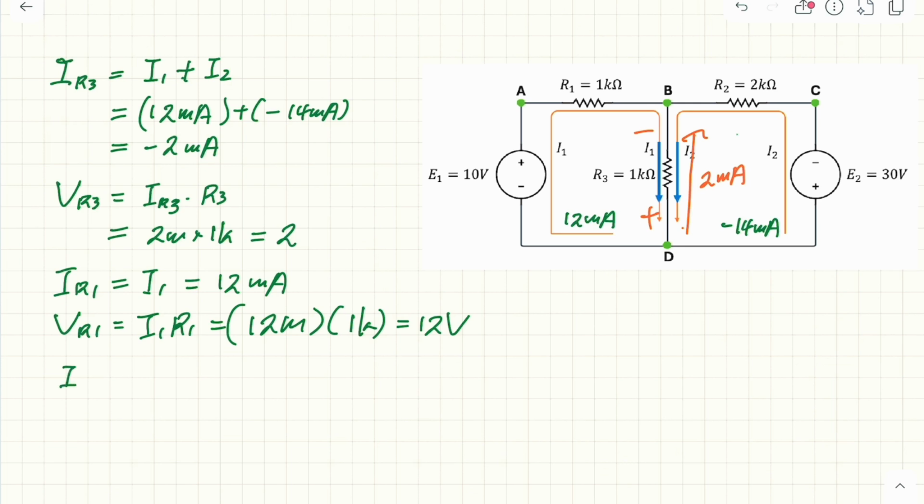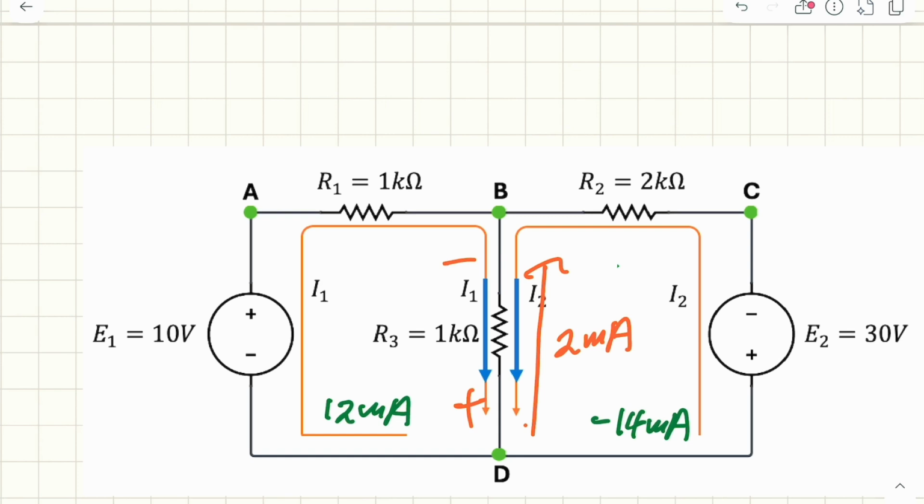Current passing through R2, this is I2, and this is minus 14 milliamp. It means the current flowing through R2 is in the opposite direction of the assumed mesh current I2. So in reality, this is the direction of the current passing through R2, and this is 14 milliamp.